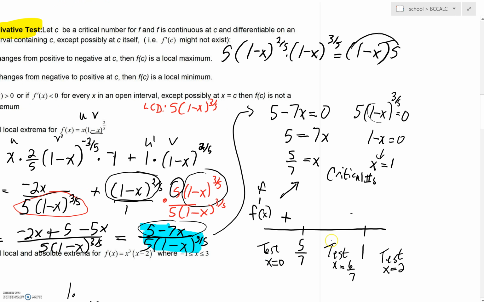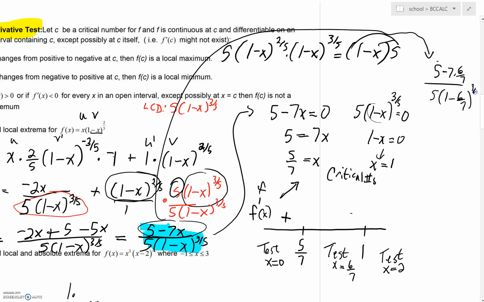Now, as we plug in a 6/7, think about this. We'd have 5 minus 7 times 6/7, and down below we have 5 times (1 minus 6/7) to the 3/5. 5 minus 6, well, that's a negative 1. And down below, 1 minus 6/7 is something positive. I don't even need to work this out in an exact form. I know that this plain and simply is negative. And what do we know then? We know that if my first derivative is negative on this region, that means f is decreasing. My curve is going down.